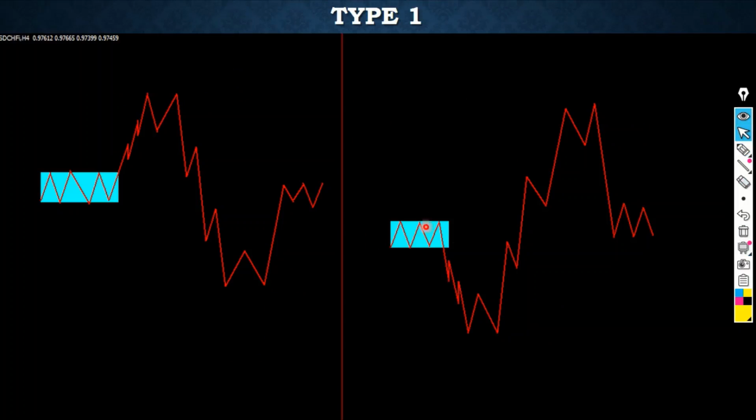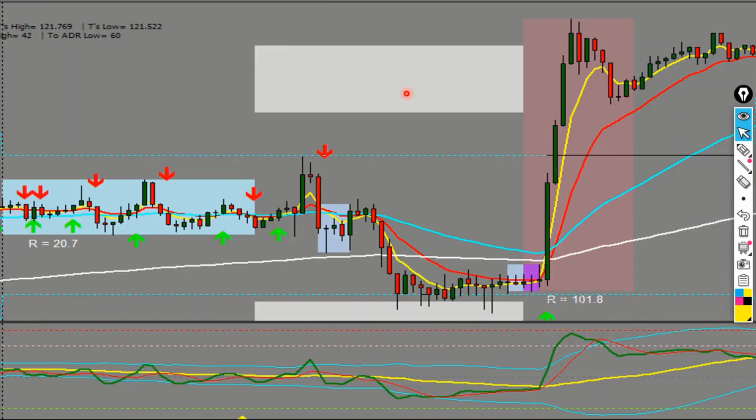This is our type 1. We are below the Asian box. The stop goes outside the box. Let's look at some real chart examples. For example, I entered this trade back in, it should be October 2019, I think. So we had our tight Asian range.